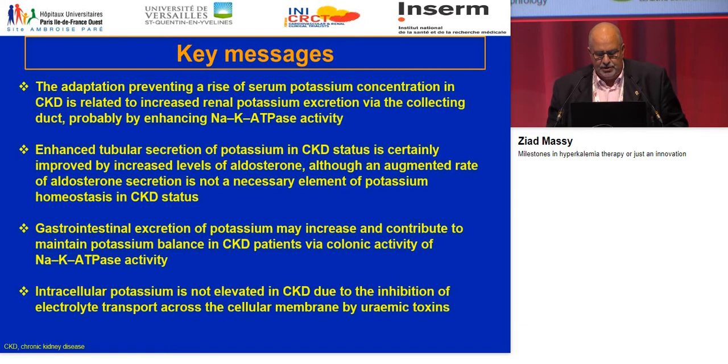Certainly the secretion of potassium is increased. I didn't show you that there is no correlation with aldosterone except if you have a load of salt. The gastrointestinal tract plays a role, but in stage 5. Intracellular potassium is really the key problem in these patients, and we need to really look at which uremic toxin is responsible for that.